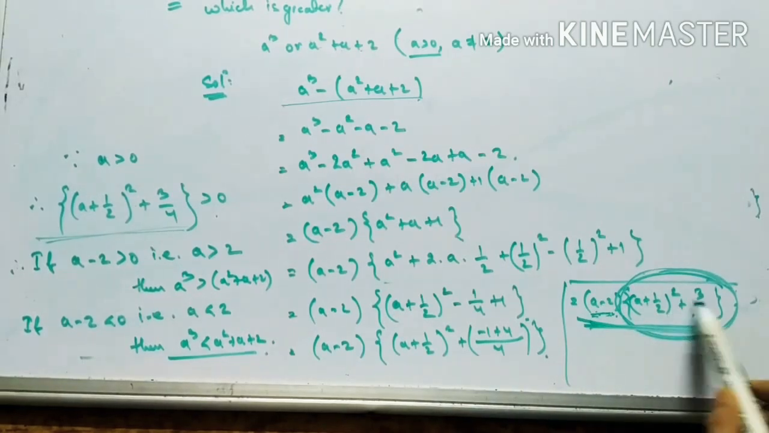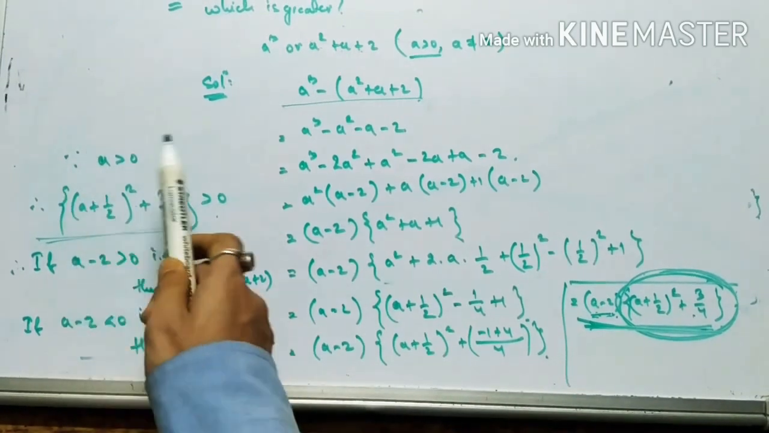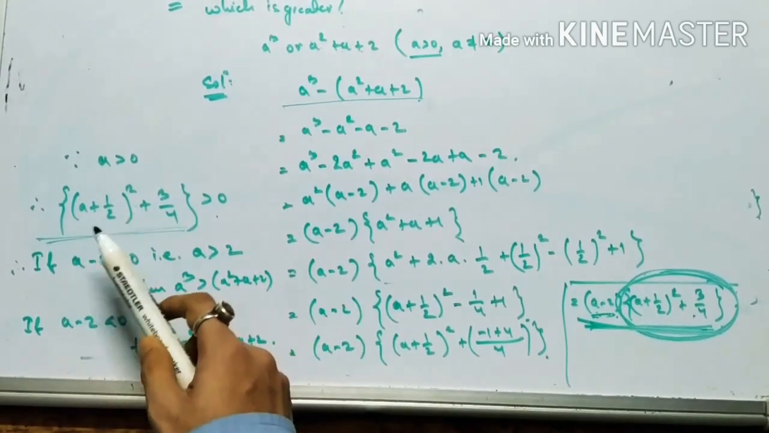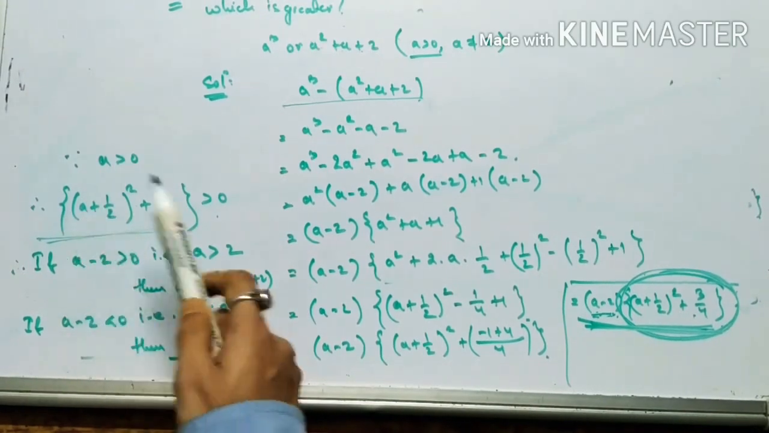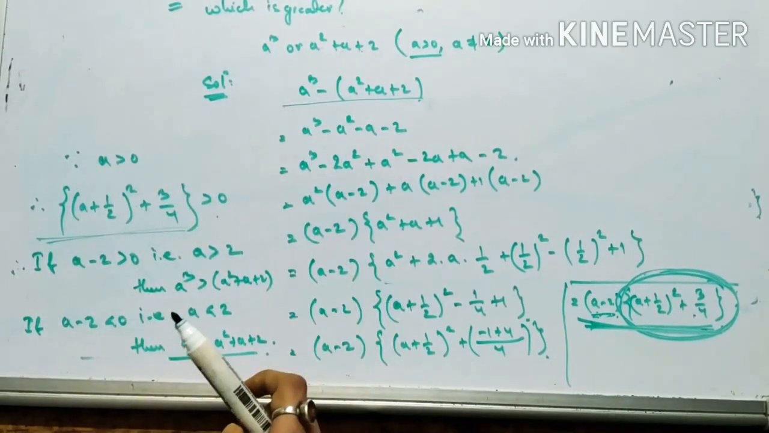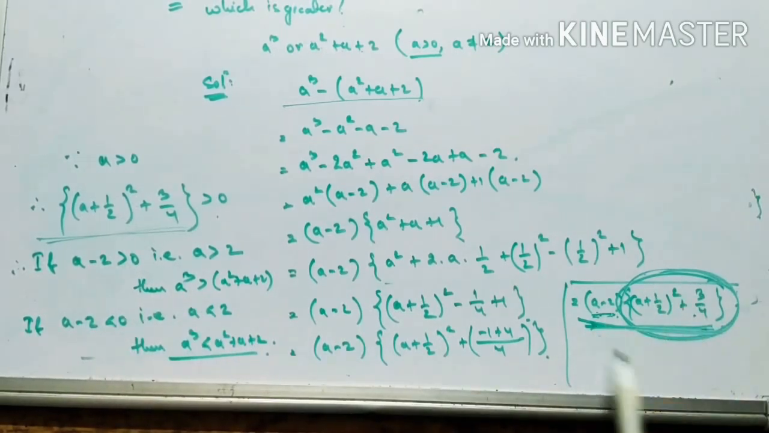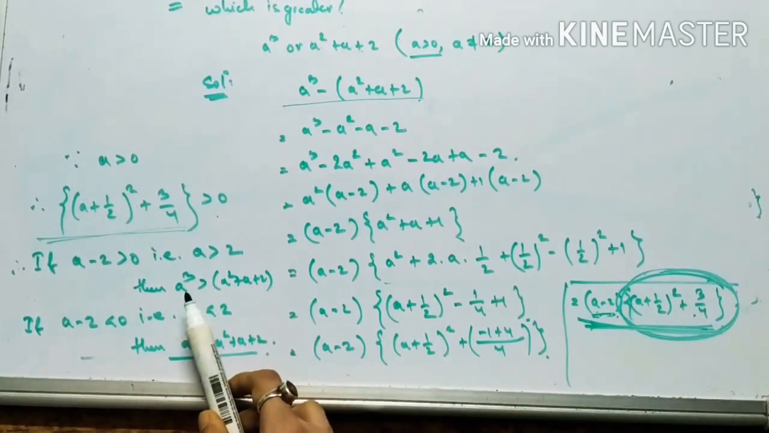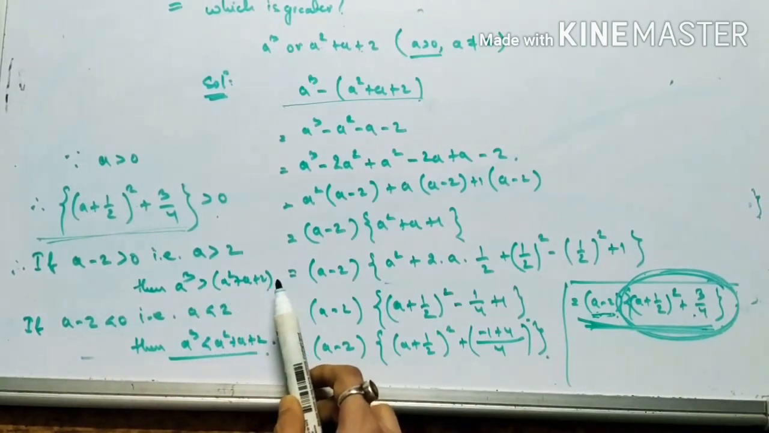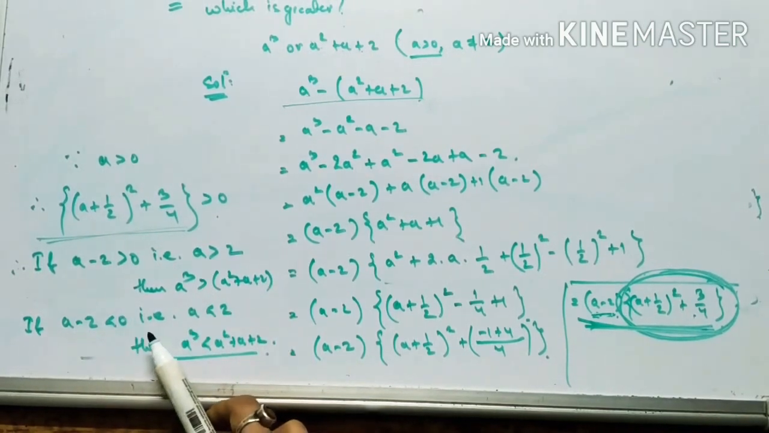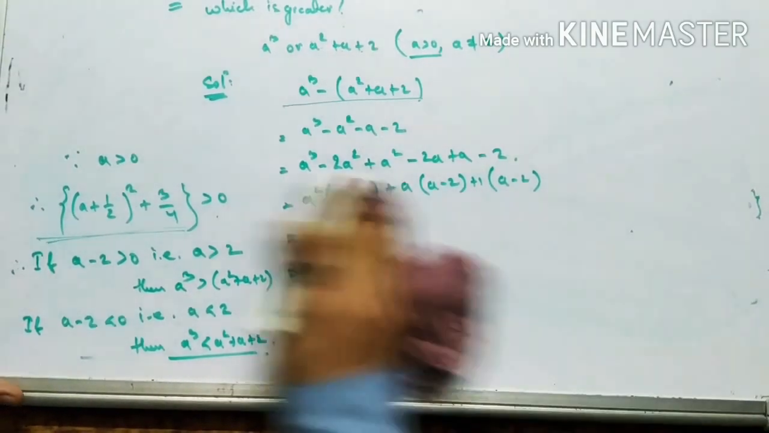From this expression, the second part will be positive since a is greater than 0. A plus 1 by 2 the whole square is a positive number plus 3 by 4, so this will be positive. Now if a minus 2 is greater than 0, then this whole thing will be greater than 0, so a cube will be greater than a square plus a plus 2. And if a minus 2 is less than 0, that is a less than 2, then a cube will be less than a square plus a plus 2. Next I will go to question number 10.